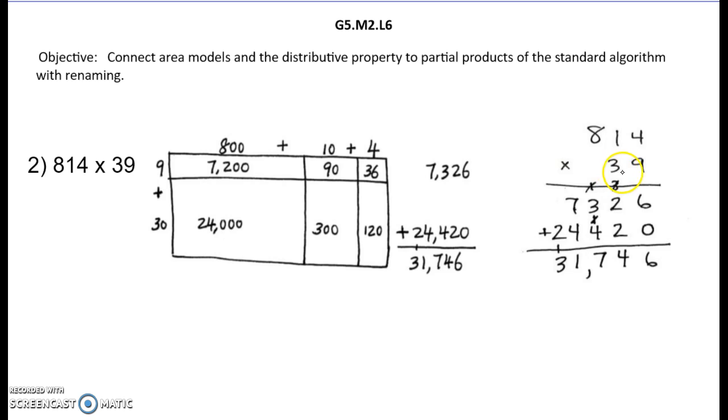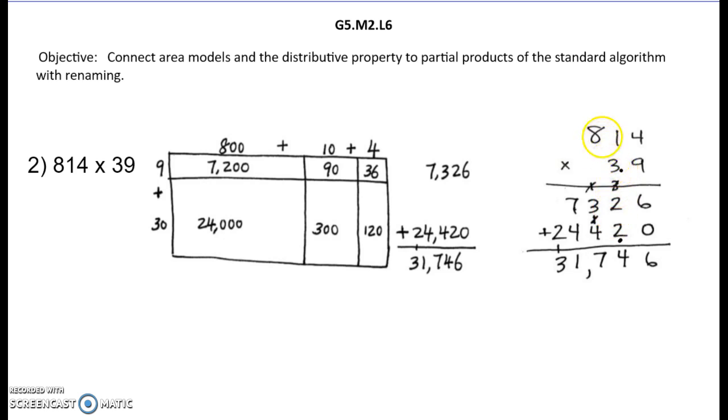Now let's look at our 3 tens. So then our 30, here's our 30, or 3 tens. 3 tens times 4 equals 12 tens. We're going to regroup our 1 hundred, put down our 10 tens, and put down our 2 tens. 3 tens times 1 ten equals 3 hundreds, plus our 1 hundred equals 4 hundreds, I apologize. 3 tens times 1 ten equals 3 hundreds.